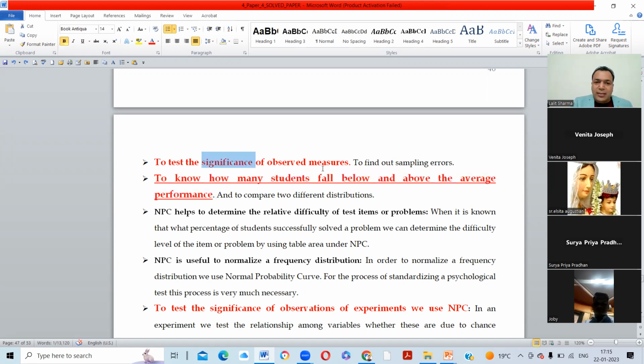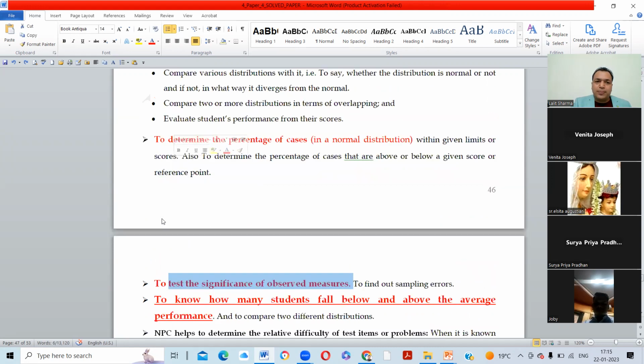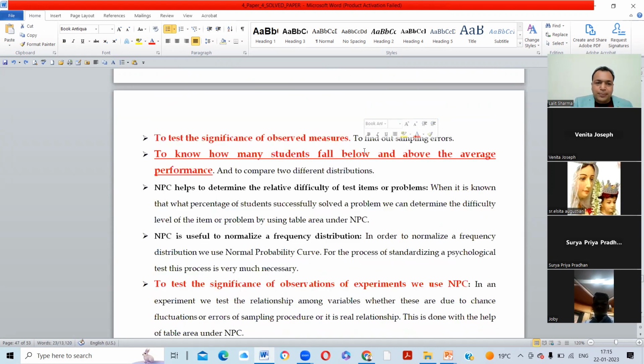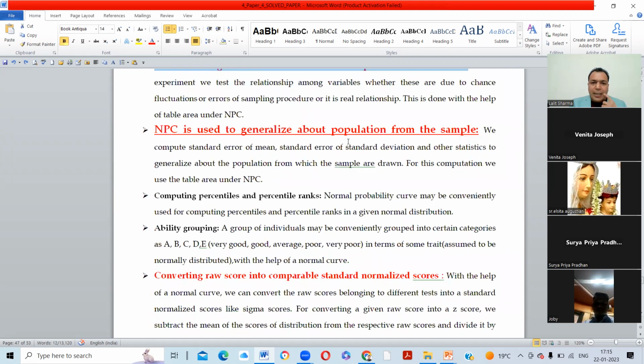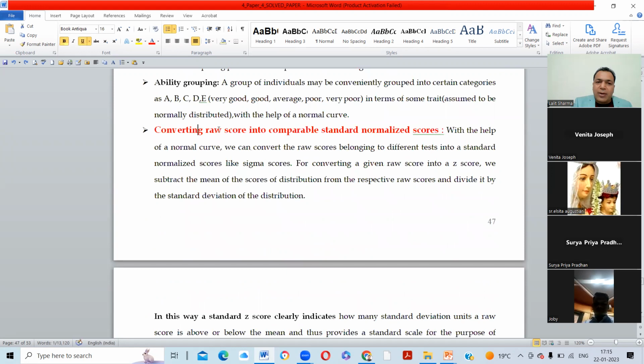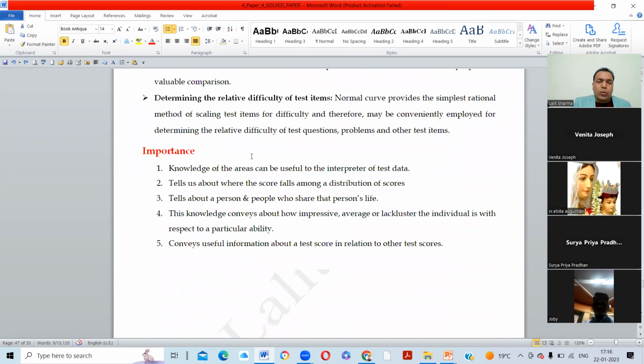To test the significance of observed measures, right? To determine the percentage of cases. So these are all uses to test the significance of observations of experiments. NPC is used to generalize about a population from the sample, converting raw data into comparable standardized normalized scores. So guys, these are all important uses of the normal probability curve, right guys?